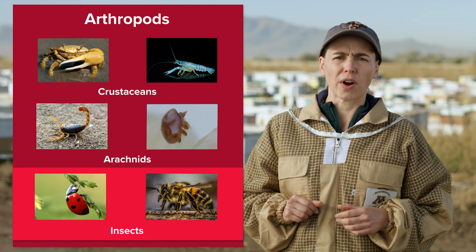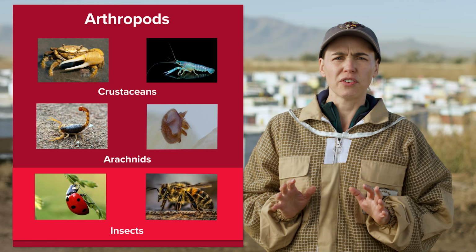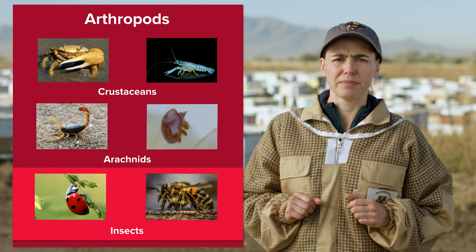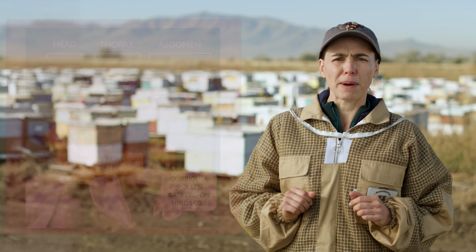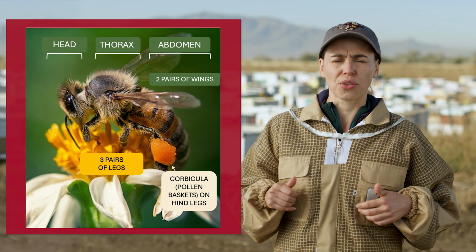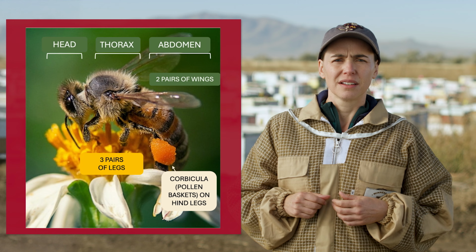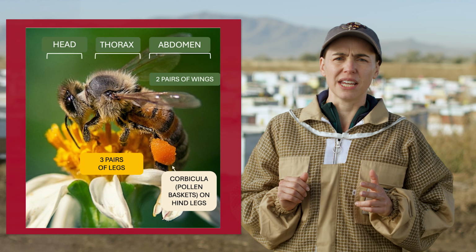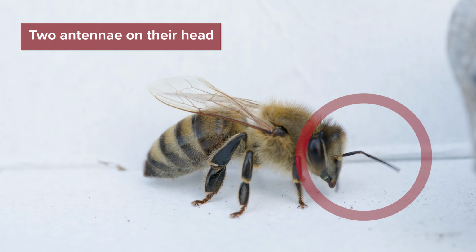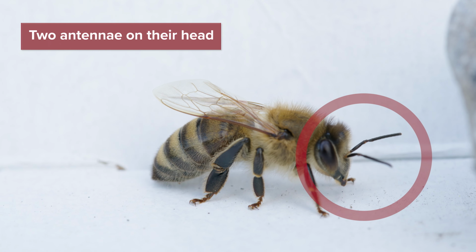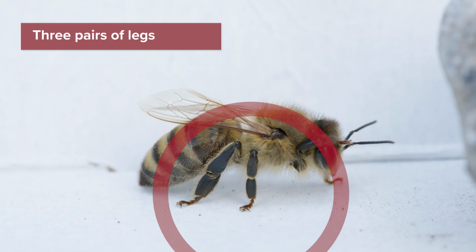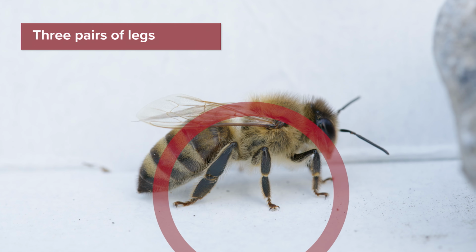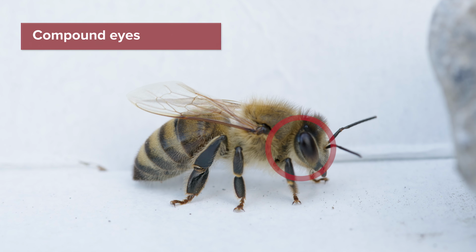Insects are a subgroup of arthropods, and they all have a few key features in common. They all have 3 body segments, a head, a thorax, and an abdomen. They all have 2 antennae on their head. They all have 3 pairs of legs, or 6 total, that connect to their thorax. And they have compound eyes.